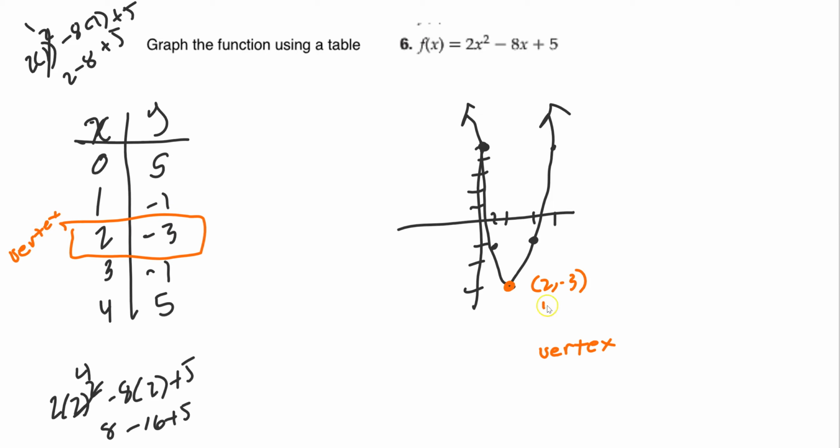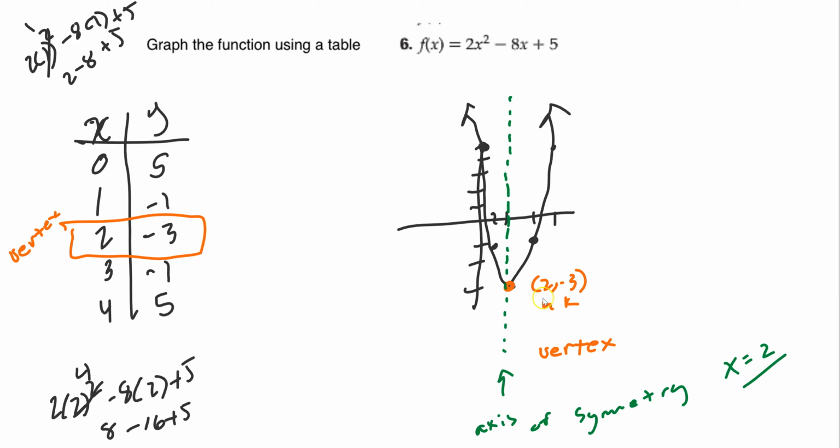We'll say this is h and k, that'll make more sense later. So that's the vertex. Another key point: when you cut your graph in half at the vertex, there's a line that does that. We call that line the axis of symmetry. Here it's x equals 2, which is the same as the x in the vertex. That's always going to be true. The x in the vertex is also the axis of symmetry.